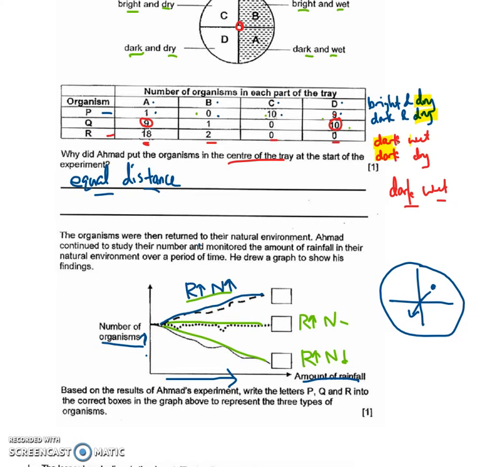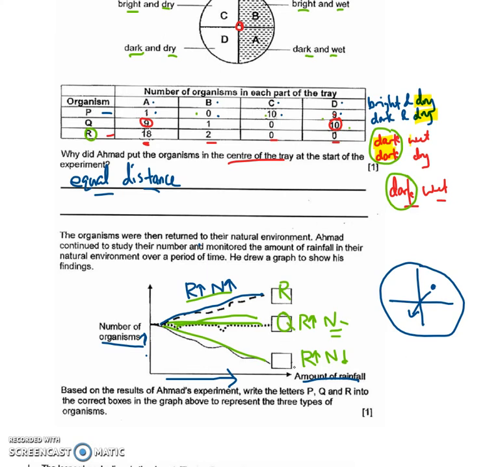So if you look at this, dark, it likes dry. This one really likes dark places, so I know that this is actually organism R, and I'll put R over here. And this one has got no preference for damp or dry because it doesn't really affect the numbers when the amount of rainfall increases. So we need to look for an organism that has no preference for damp or dry, which is this one, because its preference is for dark. So this is organism Q, so we write here Q.